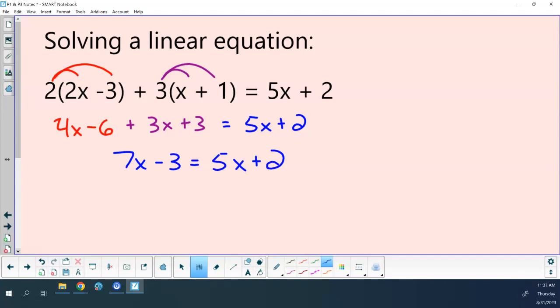Now, you guys are advanced enough where you can do those two both at the same time, so that you can jump right into 2x equals 5. Then divide by 2.